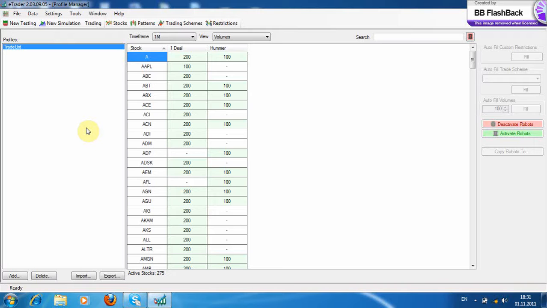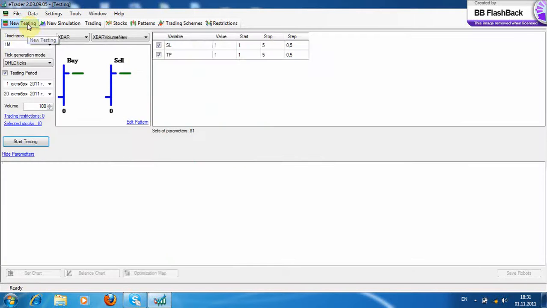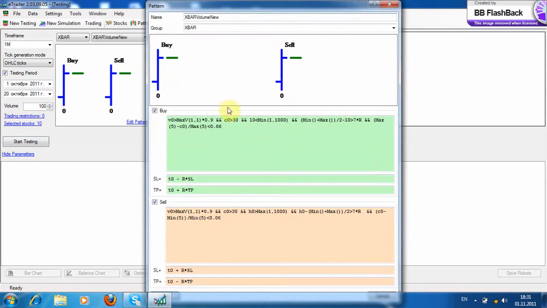Our program consists of a few modules. First is testing. This is where you see the editor of patterns. A pattern is a situation on the stock market, on the stock, where we want to enter the position. Some patterns are complicated, some are simple. However, to create a profitable pattern might take quite a while. We have about a dozen really good ones.